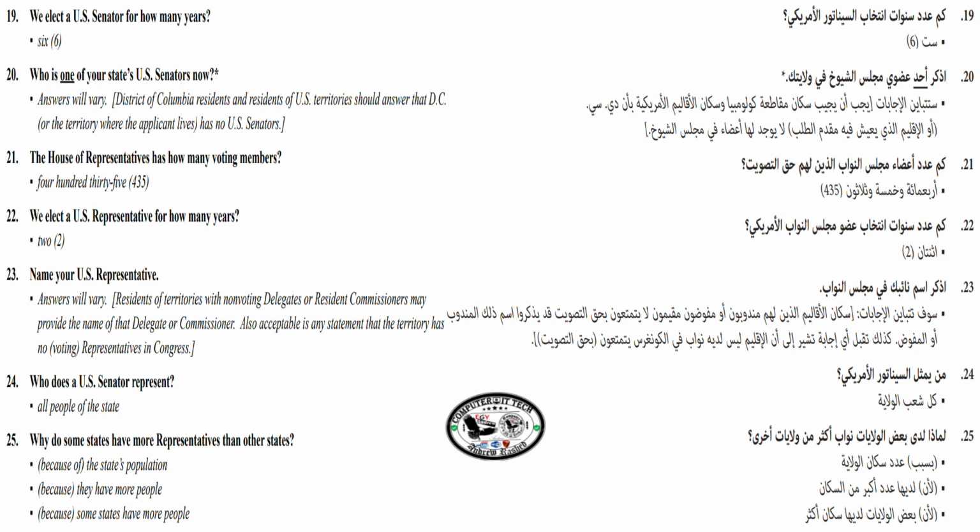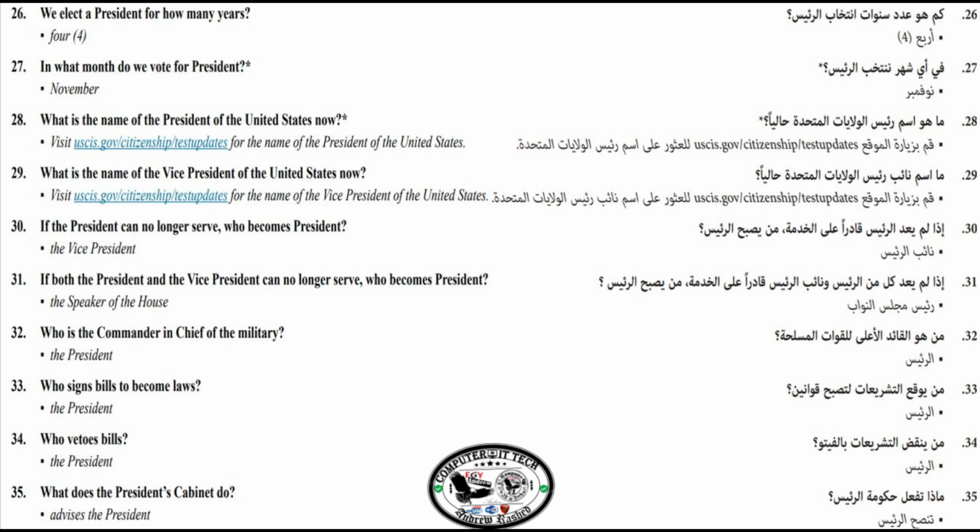Who does a U.S. Senator represent? All people of the state. Why do some states have more representatives than other states? Because of the state's population. Because they have more people. Because some states have more people. We elect a president for how many years? 4. In what month do we vote for president? November.